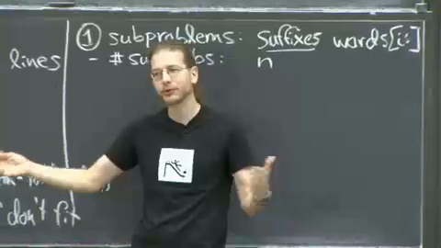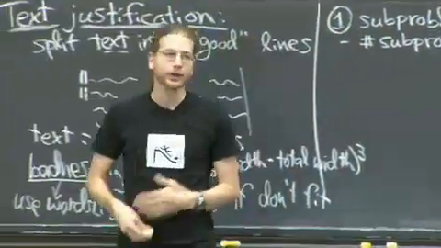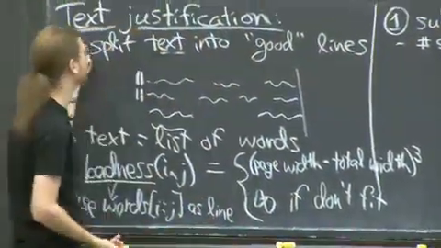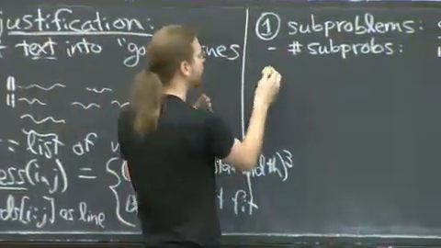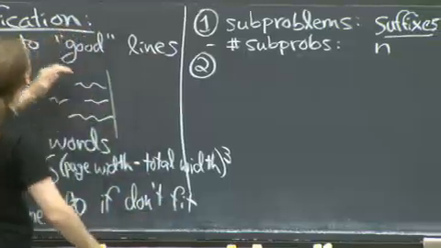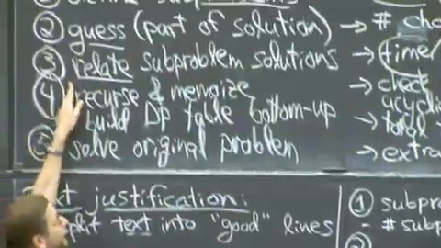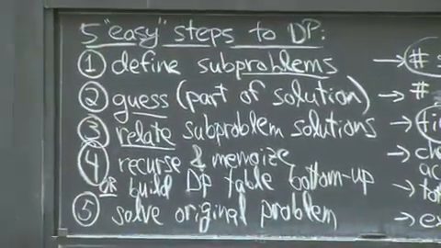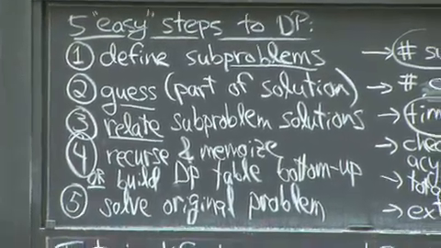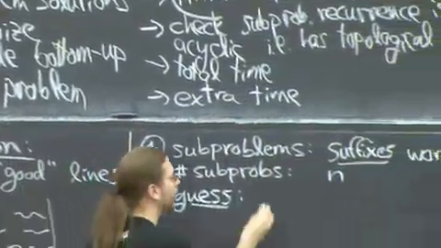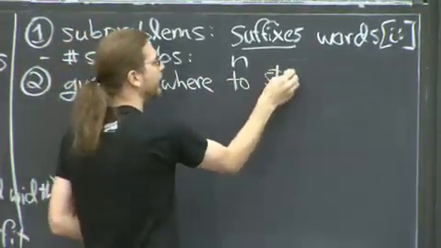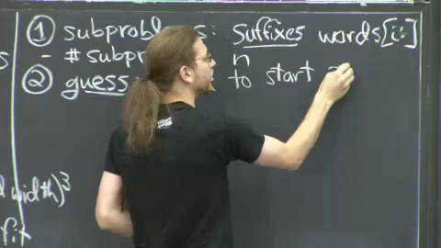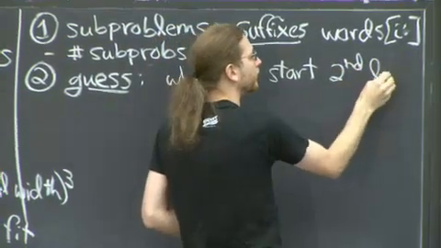So this is a different version of the same problem. Initially, we have n words to do. Now I have n minus i words to do. But it's, again, text justification. I want to solve this problem on those words. That's just how I'm going to define it. This will work if I can specify a recurrence relation. OK, as we said, what we guess is where to break the first line, where to start the second line for those words.